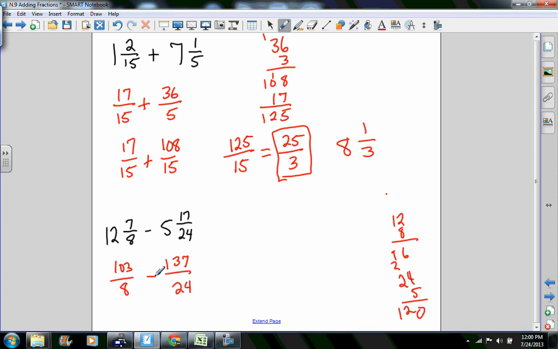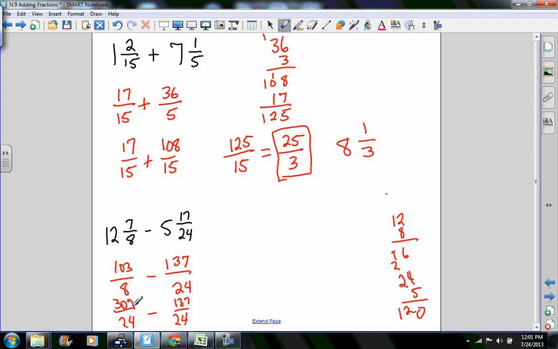Then we want to turn the common denominator into 24, because 8 can turn into 24. I'm running out of room here. So that's going to stay. So now I need 103 times 24. This one should be easy. 103 times 2 is 206. Times 3 would be 309.